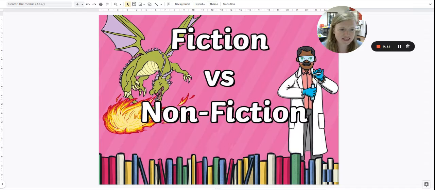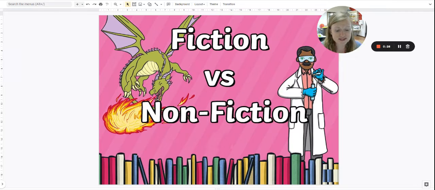Today, we are learning in English, or remembering in English, the difference between a fiction and a non-fiction book. I wonder if you've learned some of these words already. I'm sure you've come across them. I know we've used them in our Google Meets. So let's remind ourselves and fully understand the difference between the two.